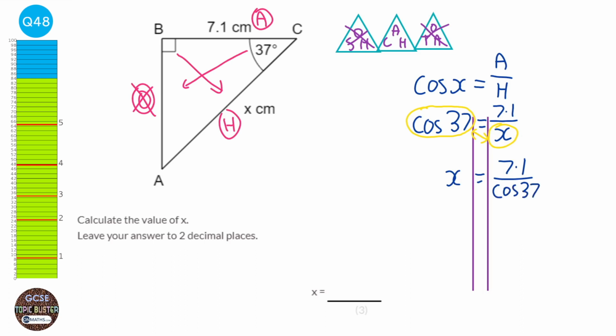When you type that into your calculator, just make sure you close the bracket. If when you type in cos it opens a bracket, make sure you close the bracket before you ask your calculator for the answer or press the equals button. And that would be 8.890 blah blah blah. And when you round that to 2 decimal places, it will be 8.89.